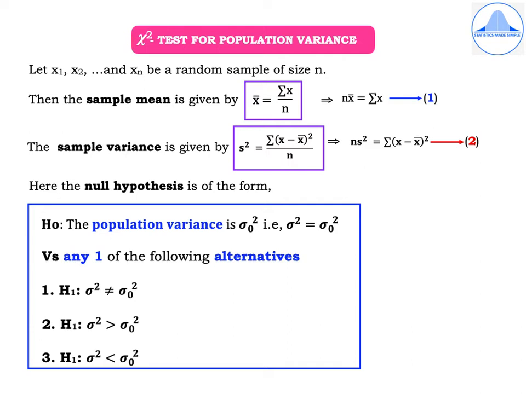The first one is H1: sigma square is not equal to sigma naught square. That's a two-tailed alternative. The second one is H1: sigma square is greater than sigma naught square. That is a right-tailed alternative. And third is H1: sigma square is less than sigma naught square, which is a left-tailed alternative.